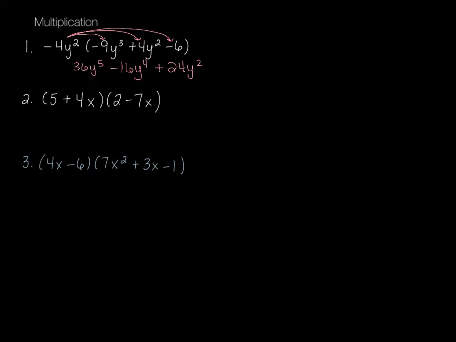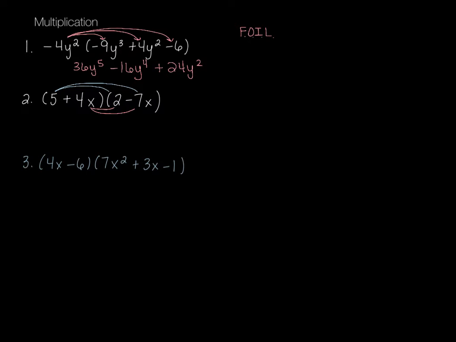The next one, we have a binomial times a binomial. So we're still just using distribution. We'll distribute the 5 to both things in the other parenthesis, and then we'll distribute the 4x to both things in the other set of parentheses. So you may remember the acronym FOIL, which is exactly what we're doing here when we're distributing. It's just a way to remember so that you don't forget anything.